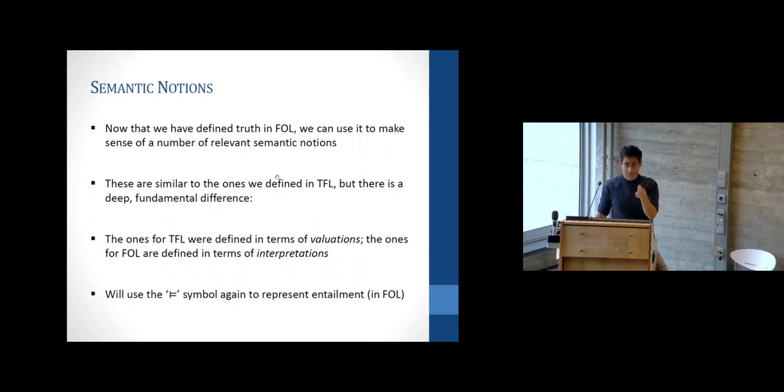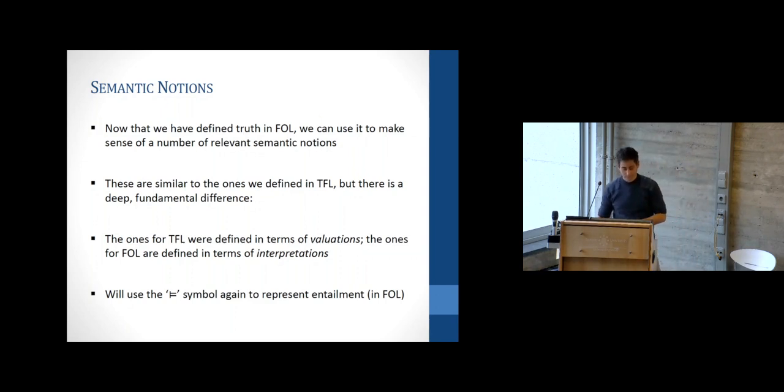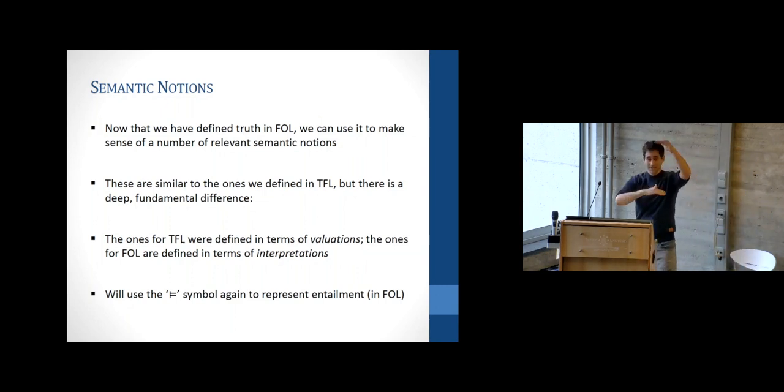Remember, we did something similar in TFL, but we always used truth tables, right? We said a sentence is a tautology if the column of the main operator is all truths. The difference is that we don't have lines of a truth table. First of all, we don't have valuations, we only have interpretations. But there can be many, many, many interpretations, whereas in TFL there is only a restricted number of valuations you can have.